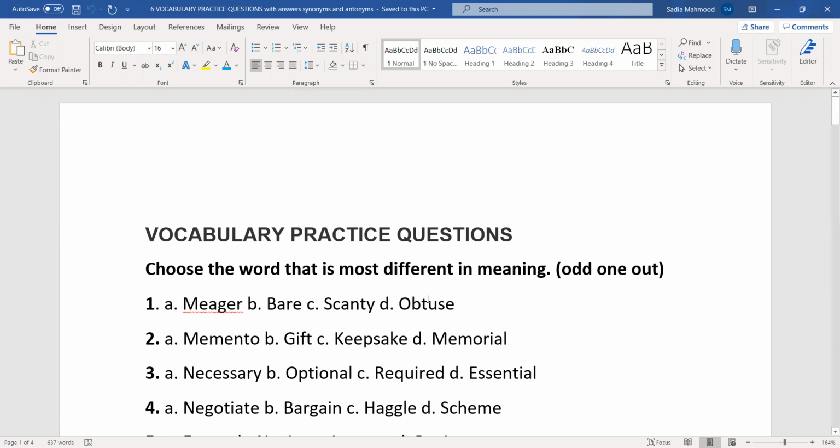Fine. So now we will proceed in this particular manner. For every question, I'm going to give you 10 seconds of working time while the video is in progress, and then we will progress to the answers and explanations. Let us begin with the test, but from question number 2, as question number 1 was already explained to you. Question number 2: option A, memento. Option B, gift. Option C, keepsake. Option D, memorial.